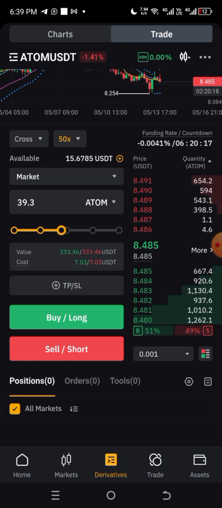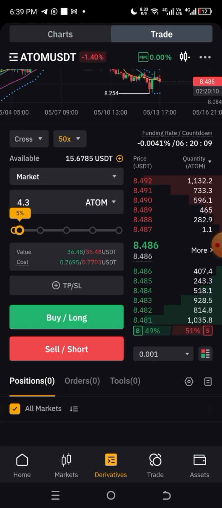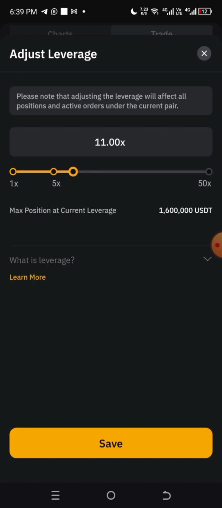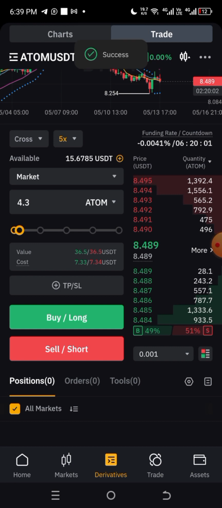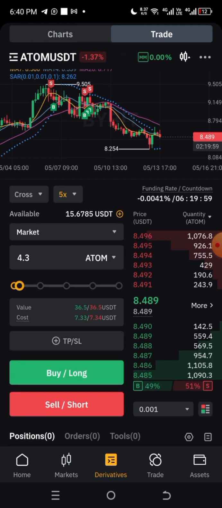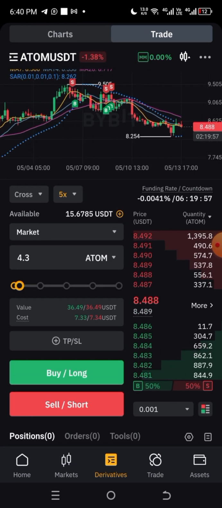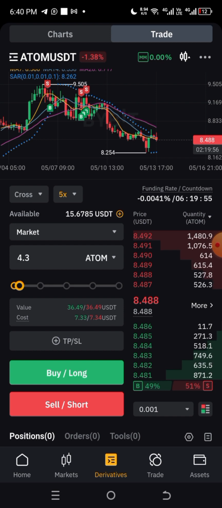So now let me take this live trade. I want to show you how it works. ATOM/USDT. I want to go into a long trade. I'm using just 5% cross mode, 5x. And I want to take this trade as a downtrend from here. I want to take a sell trade.